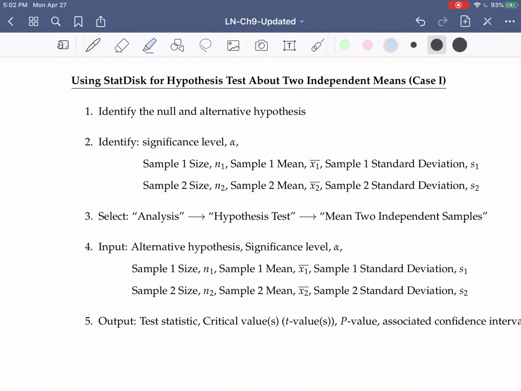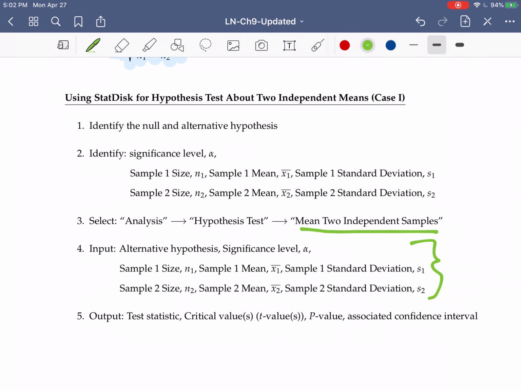So using StatDisk for this first case, and in fact all 3 cases that we go through here are going to be the same in terms of what we choose. We're going to choose the mean with 2 independent samples. The only thing that's going to be different are those values that we input. The values that we know are going to be subtly different. And then based on what we plug in, the values that come out will also be subtly different. So we're going to get t-values out of here for our critical values for the test statistic. The p-value will be output and the confidence interval will be output.